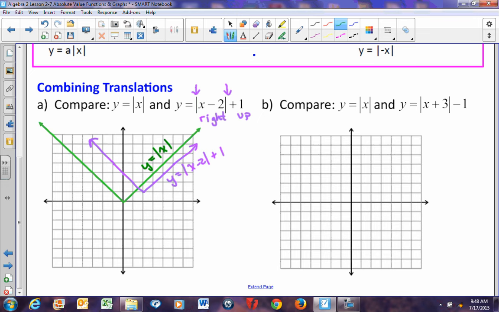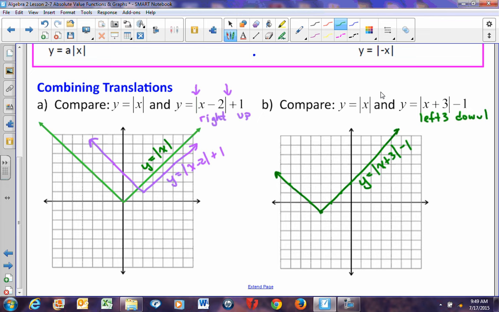So let's take a look at the next one. Letter B here. I'm going to move left 3 and down 1. I know the vertex is normally at 0, 0, so I'm going to translate that vertex 3 units to the left and 1 unit down. So here's where my vertex is. Now all I have to do is go up 1 over 1, up 1 over 1, and make mirror images on the other side. And here's my graph. That's the graph of y equals the absolute value of x plus 3 minus 1.